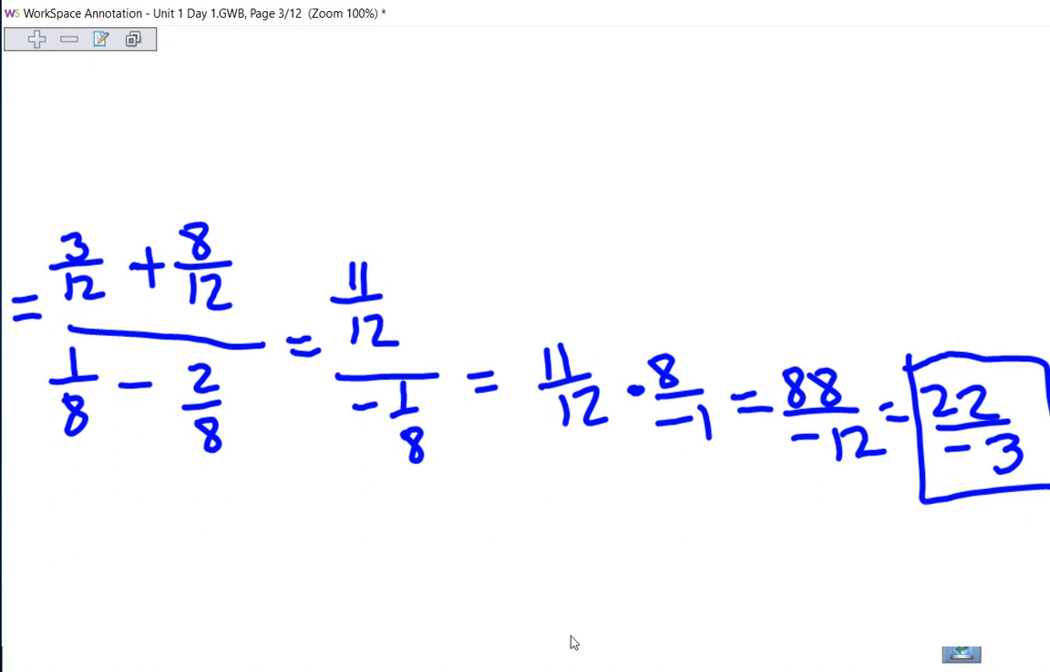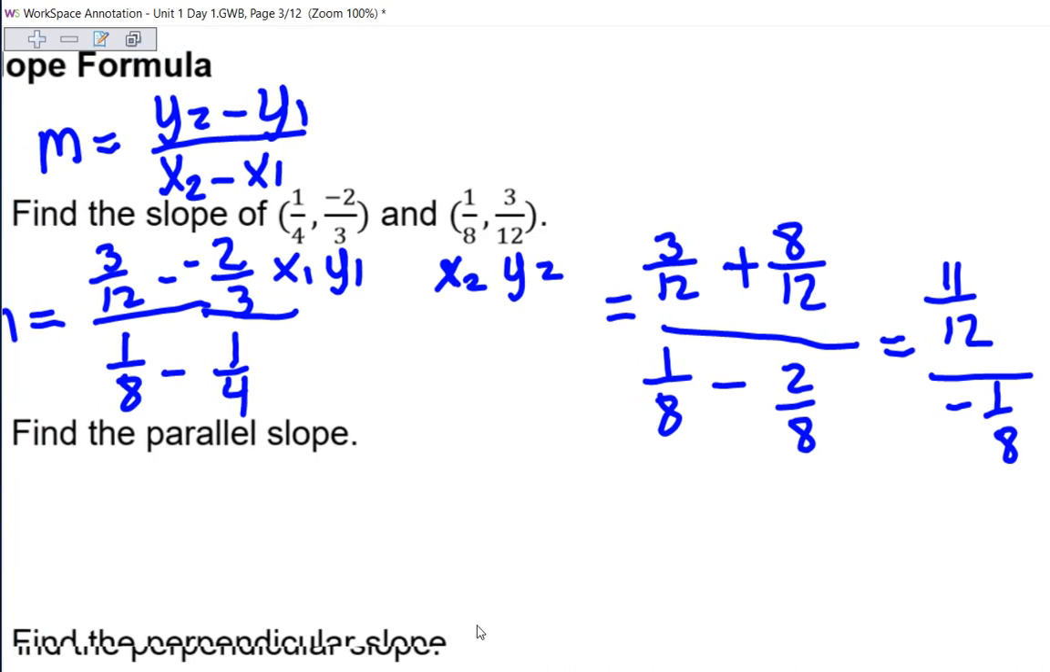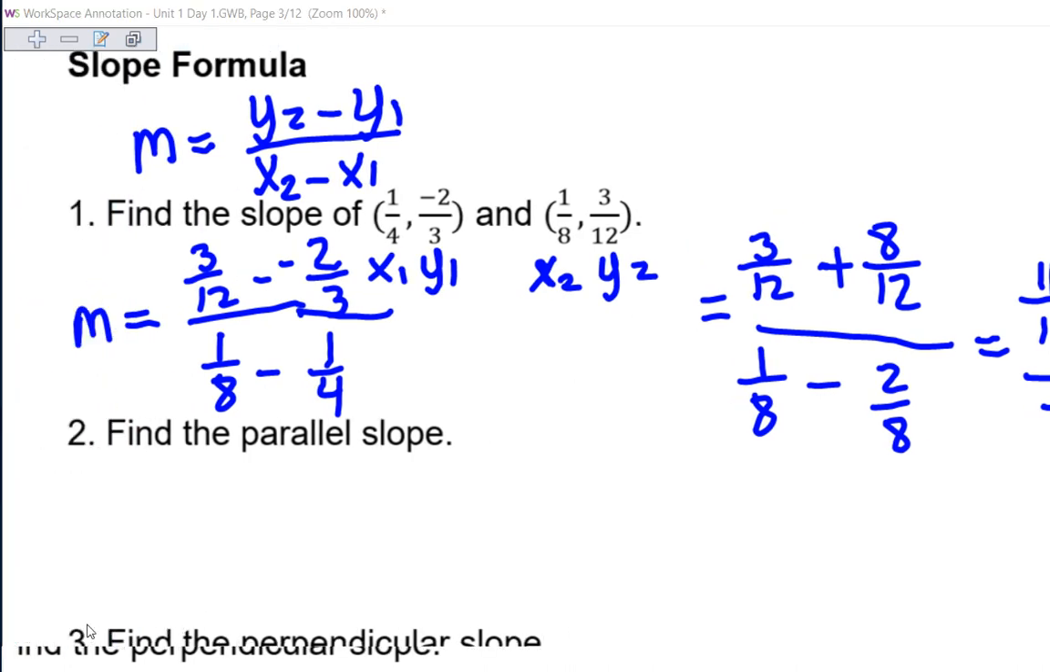Okay, next problem. Let me scroll back. Now they want to find the parallel slope. What do you know about the slopes of parallel lines from your geometry day?